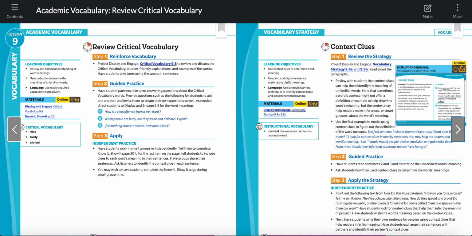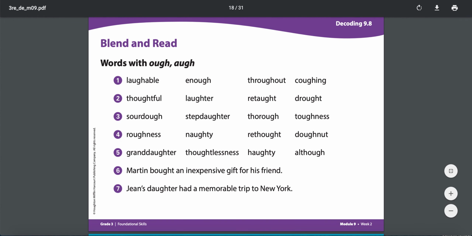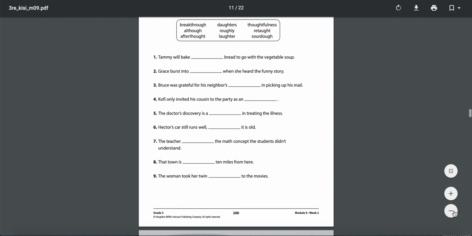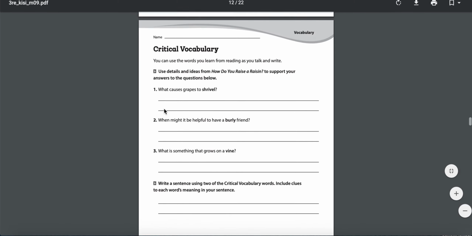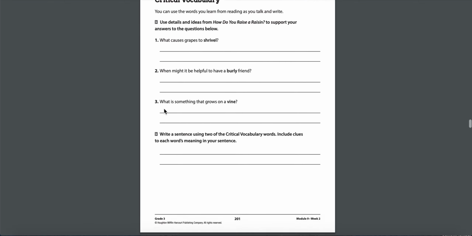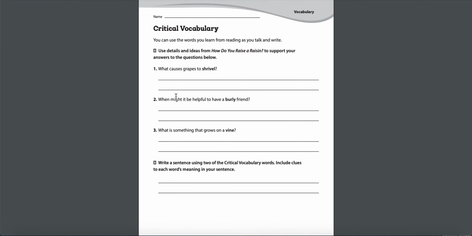All right. I believe, yes, that's our last slide. So for today, you have page 200 in your packet. So words with O-U-G-H and A-U-G-H, as well as page 201. So this goes along with your story. What causes grapes to shrivel? When might it be helpful to have a burly friend? And what is something that grows on a vine? So you can read your story to support your answers.